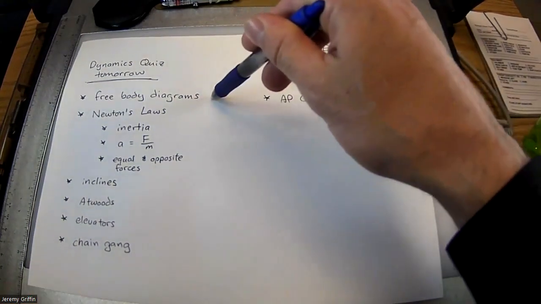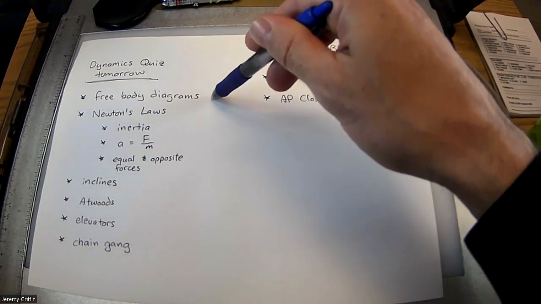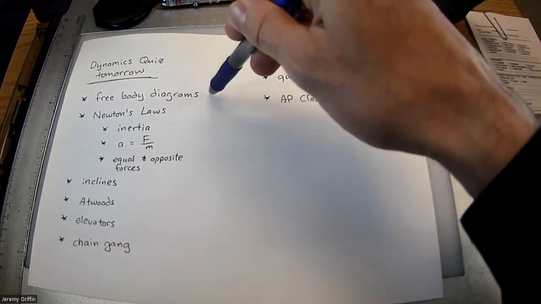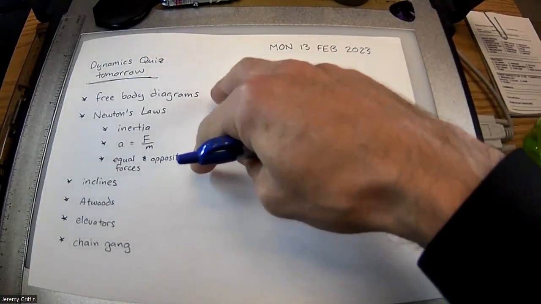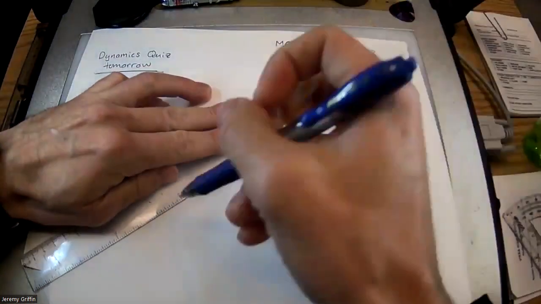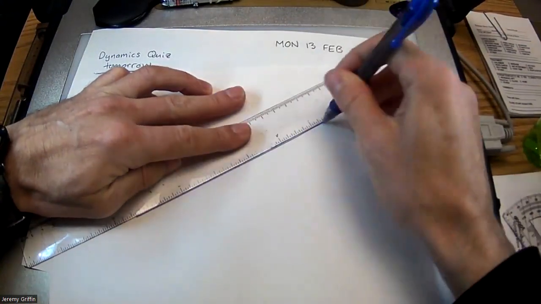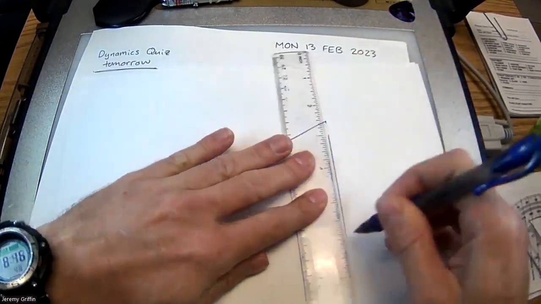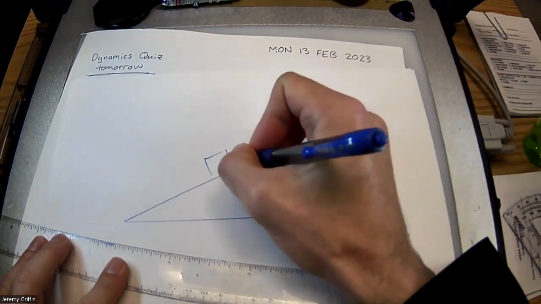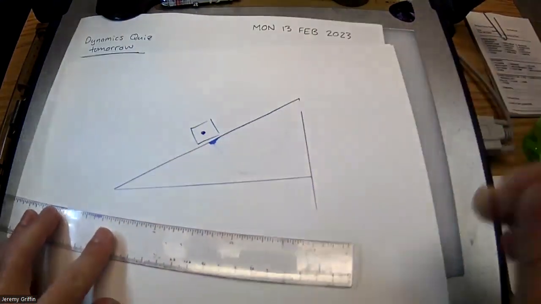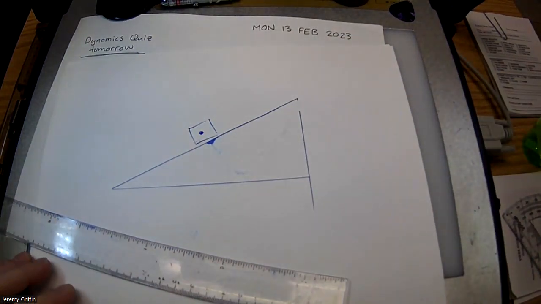So free-body diagrams, you guys know you're going to draw a force vector, right? First, you put the center of mass. Let's do an example of that for inclines. Can you draw a block with no friction on an incline? Here's a block. If I said no friction, how would you draw that?